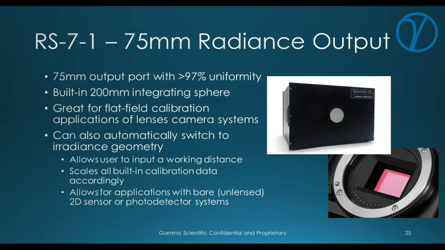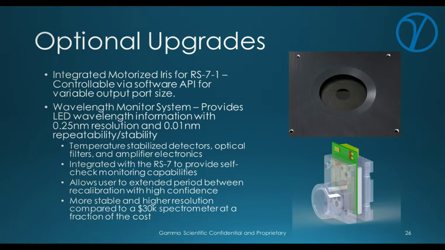The nice thing about this, as I mentioned in my demonstration, is it allows you to easily switch to an irradiance geometry. So rather than just having this radiant output port for a lensed camera system, now you can input your own working distance and essentially use this as a point source, assuming you have enough working distance, and use it in an irradiance mode for a bare detector, a system which is not lensed. So really convenient in that it allows you to jump back and forth between those different optical geometries just with our standard model.